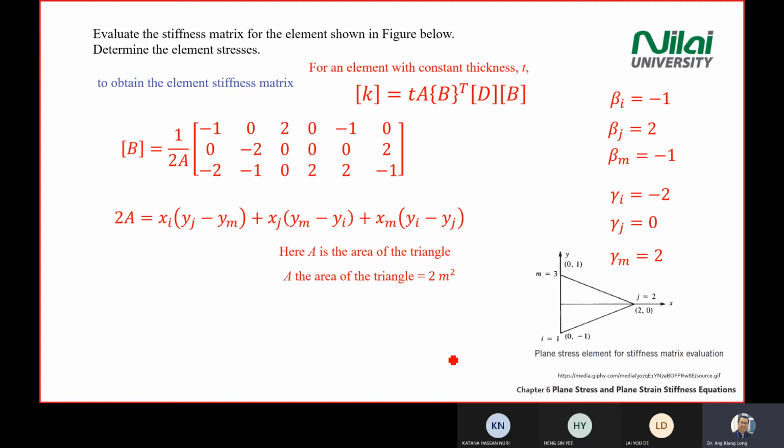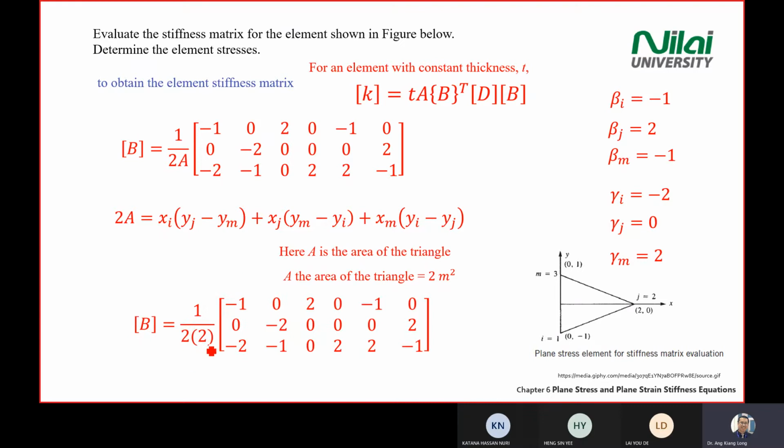Lai, do you understand why you get 2 meters square based on the question? This is a very straightforward triangular element. Oh, yeah. Okay. Katana, do you understand why you get 2 meters square? Yes, sir. Okay, good. Move forward.